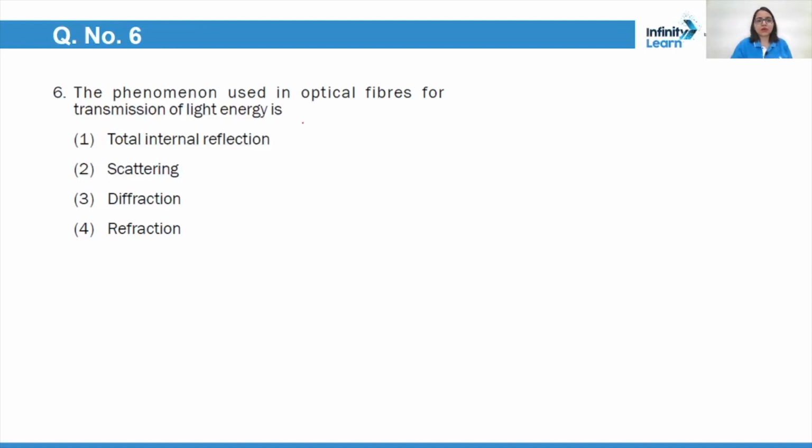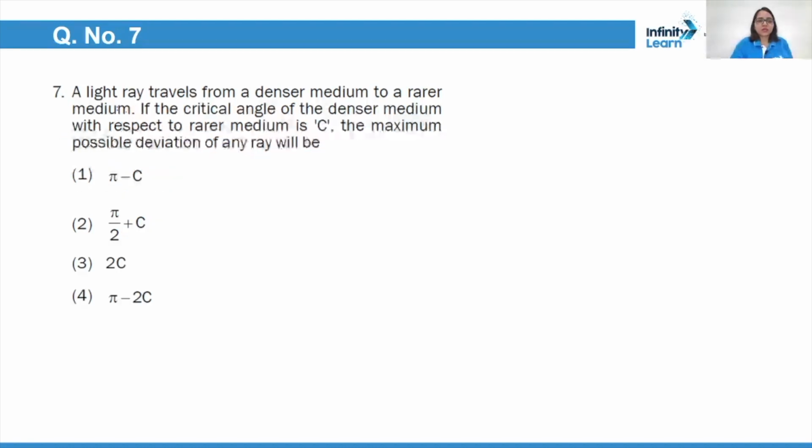Question number 6. The phenomenon used in optical fiber is TIR, total internal reflection. Question number 7. A light ray travels from denser to rarer medium. If the critical angle of the denser medium with respect to the rarer medium is C, the maximum possible deviation will be when i is equal to C and r is equal to 90 degrees. So the maximum possible deviation in that case is given as pi minus 2C, which is option 4.